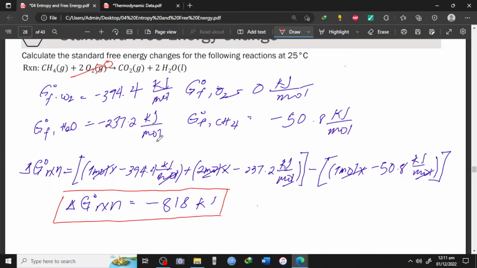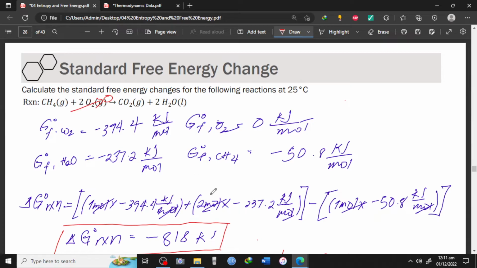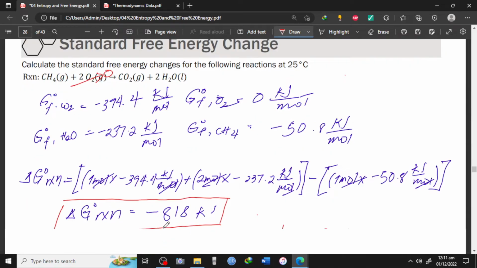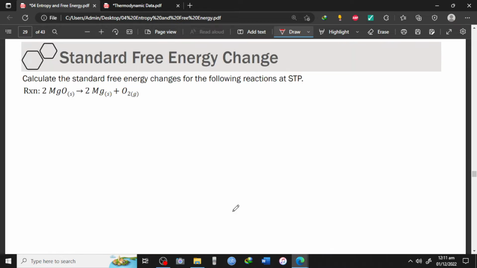So, itong particular chemical reaction na to, no? This process is spontaneous. So, paano natin nasabi na spontaneous yung process? Nasabi natin na spontaneous yung process kasi negative yung sign nung value for the delta G of the reaction or the standard delta G of the reaction. So, spontaneous. Okay? So, bakit siya ulit spontaneous? Kasi negative yung sign natin.